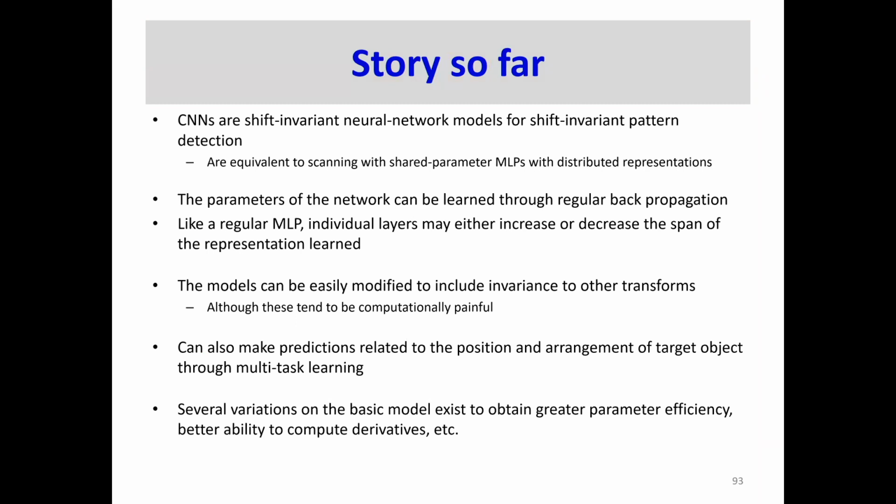And so to extend our story, convolutional networks can also make predictions. The last two bullets are the new things that we've learned in the past 10 minutes. They can also make predictions related to the position and arrangement of the target object through multitask learning. It's multitask learning because you were learning two tasks at the same time. You were learning to classify and you were learning to detect the bounding boxes. So this kind of learning is called multitask learning. And several variations of the basic model exist to obtain greater parameter efficiency, better ability to compute derivatives, and so on.